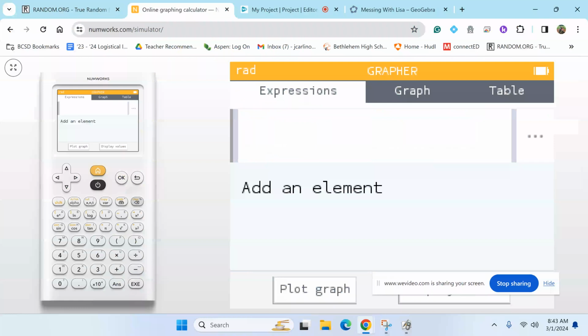I just messed all that up. I had it already. This thing. Nope, I want alpha.